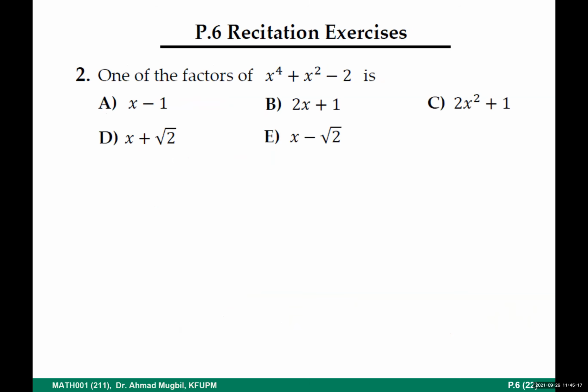Let's go more. How to factor this? I will give you 1 minute. 1 minute to think about it, and give me the right answer. This is usually how the old exam question will be in this section. He will give you one of the factors, so he will not ask you to give all the factors. He just says one of the factors of this expression is... So which one of them will be a factor of this polynomial? A, B, C, D, or E?